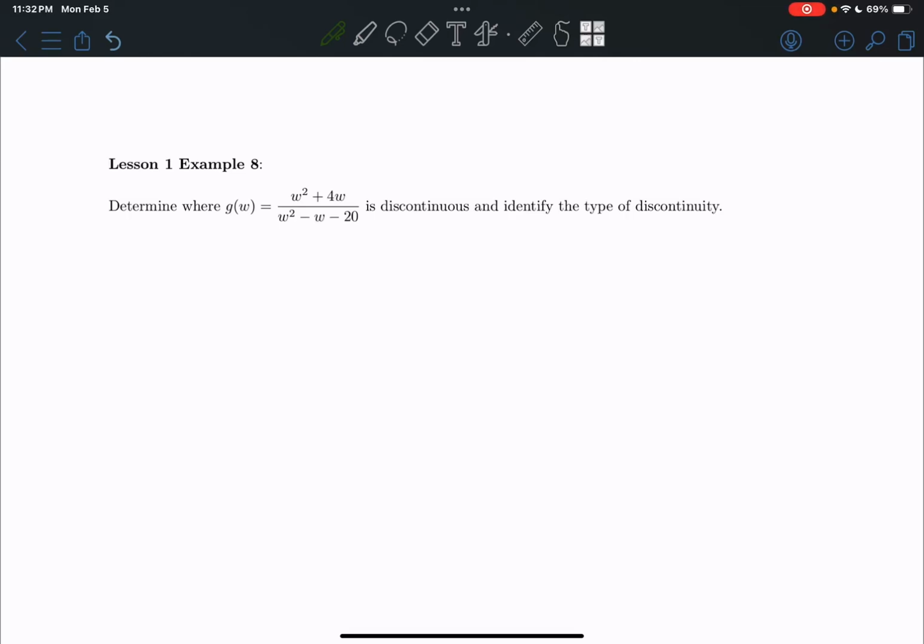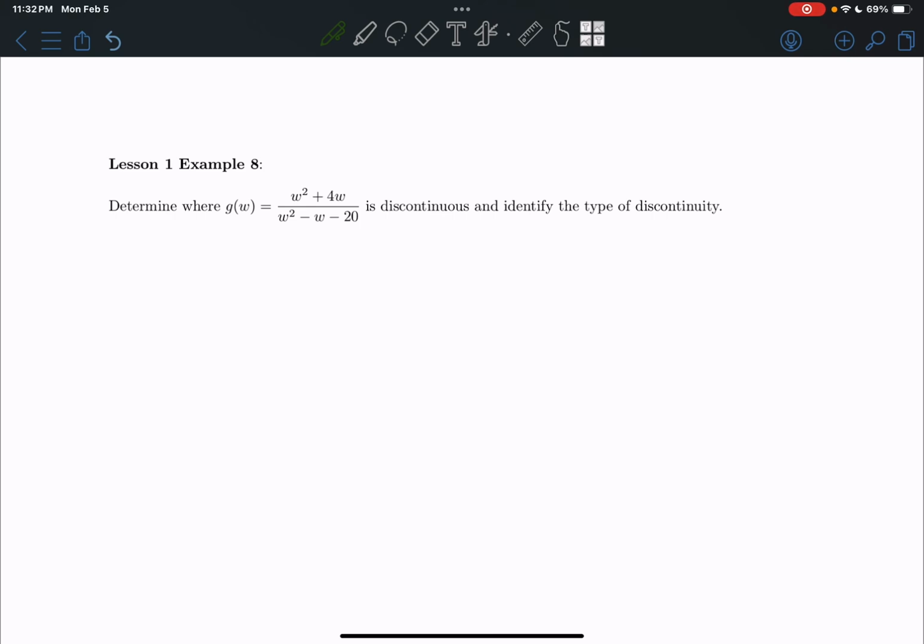Hello everybody. For this video, we're going to talk about this example from lesson 1, the last example that I apparently forgot to cover during that class. Let's take a look, and hopefully the solution here is going to help you on that last problem on your corresponding homework assignment.